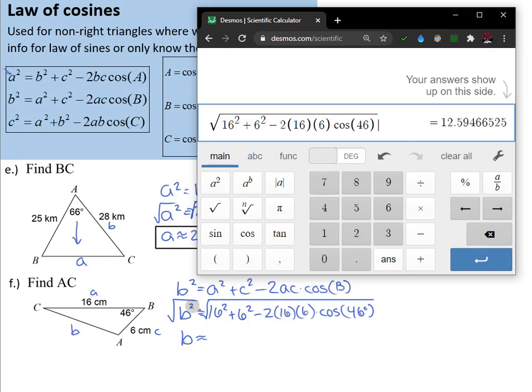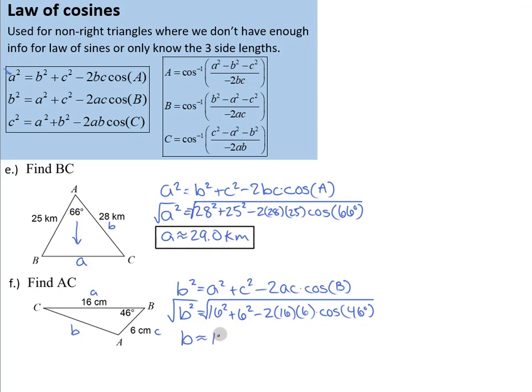All right, so you should have come up with about 12.6. Our missing side is 12.6. So you can see all of that typed into Desmos here. Here was our equation, and there's our answer, 12.6 centimeters.